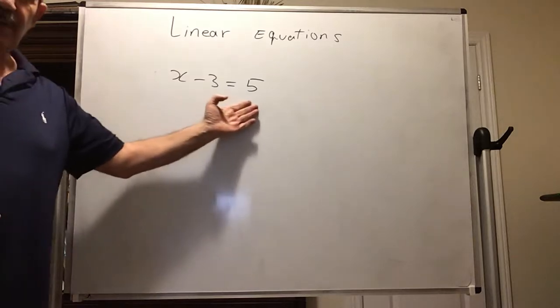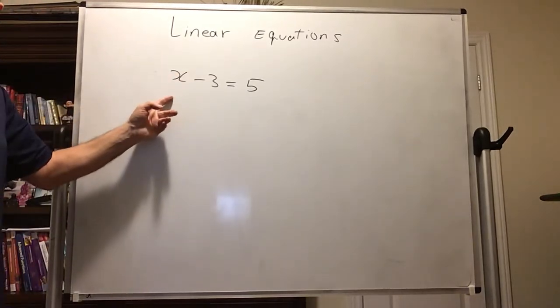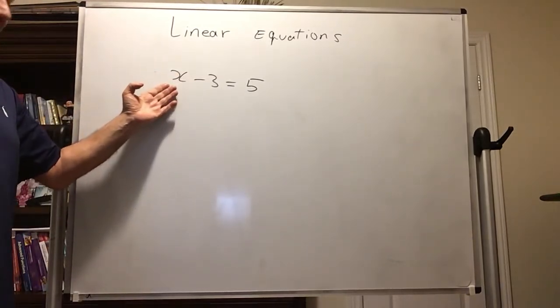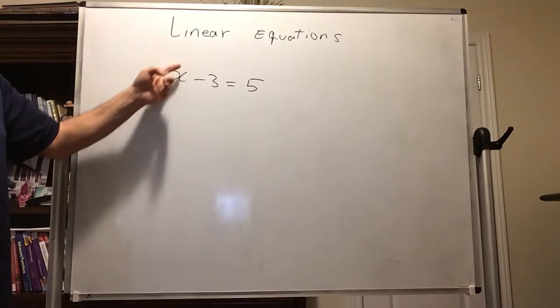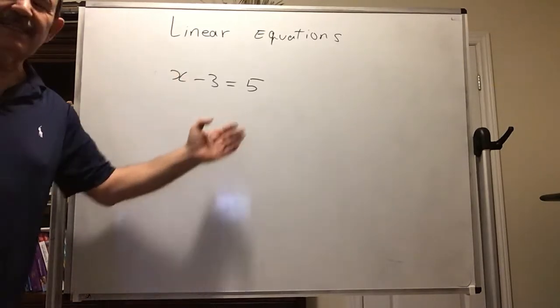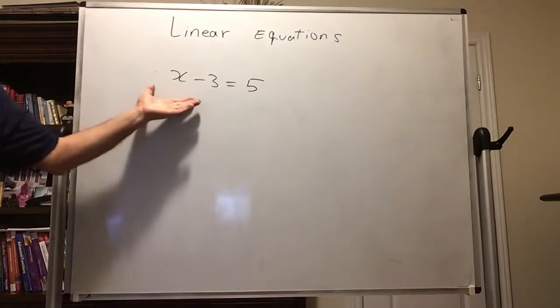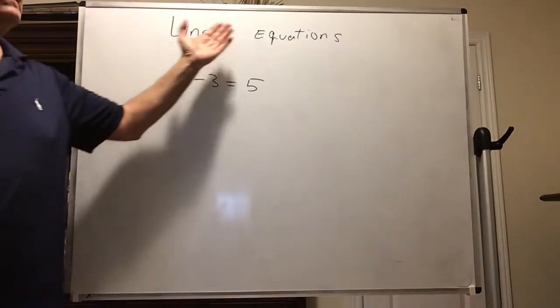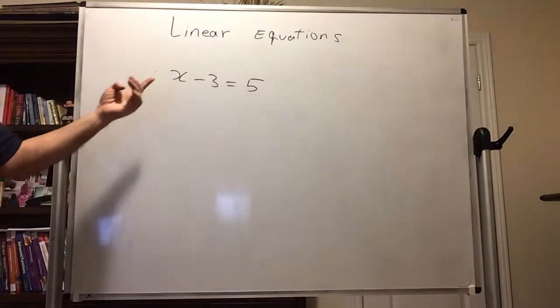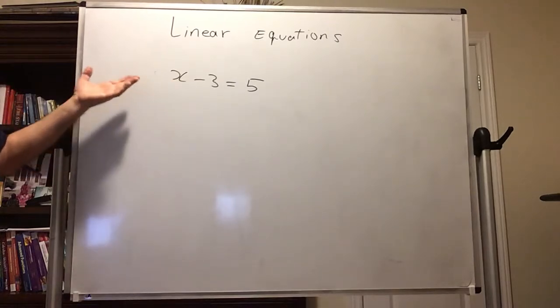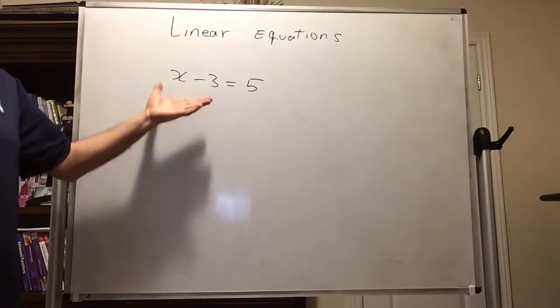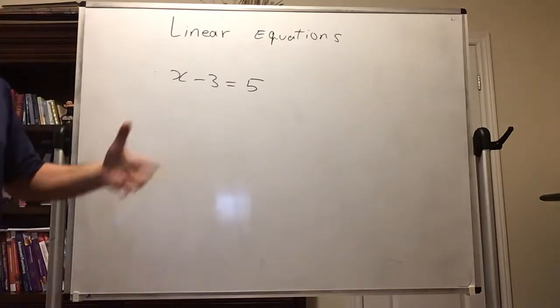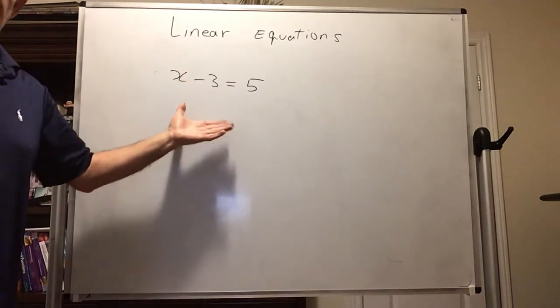In this equation, we have only one variable, which is x, and the exponent of x is 1. So it's a first degree equation. This type of equation we call a linear equation, and because we have only one variable, we call it a linear equation in one variable, or one variable linear equations.